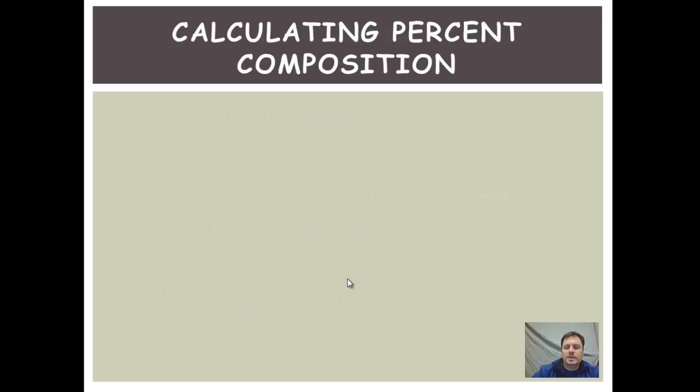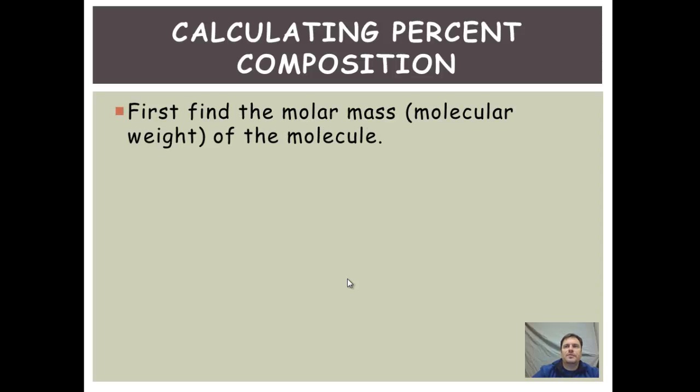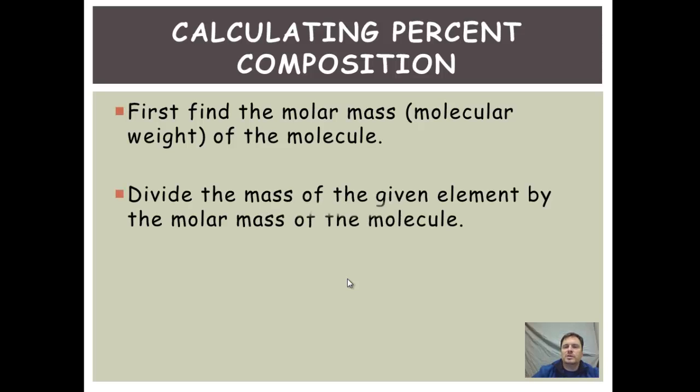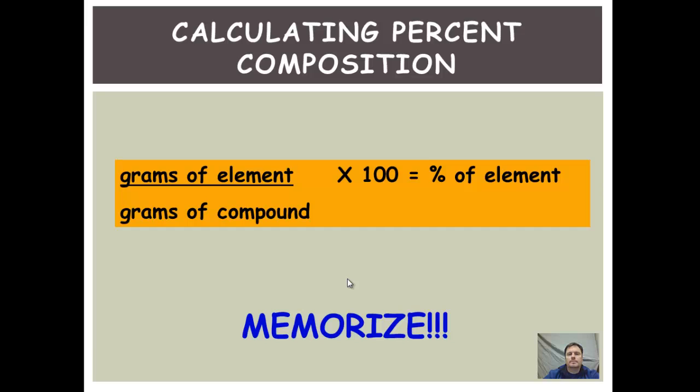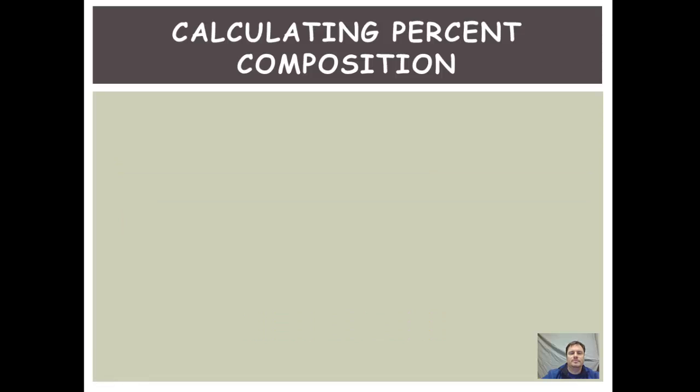Alright guys, the first thing we need to do to calculate percent composition is to figure out the formula weight or formula mass of the molecule we're looking at, the total weight of that molecule. Then once we do that, we can take the weight of the given element and divide it by the molar mass of the molecule, and then we multiply it by 100 to get it into a percentage. So if we put it into an equation, it looks like this. We take the grams of the element, divide it by the grams of the compound, times 100, which gives us the percent of the element. And yes, you do need to memorize this, so make sure you have it written down.